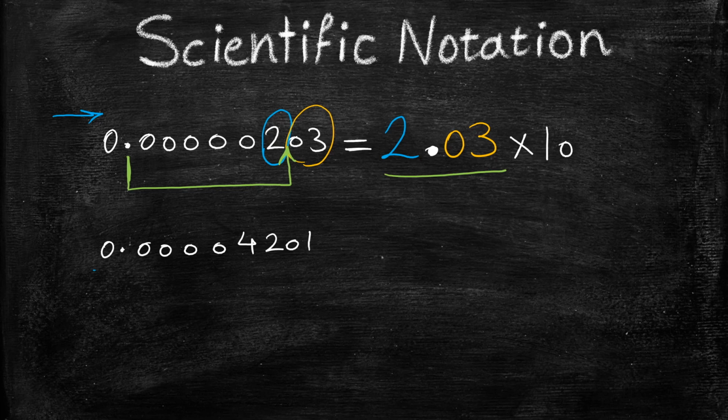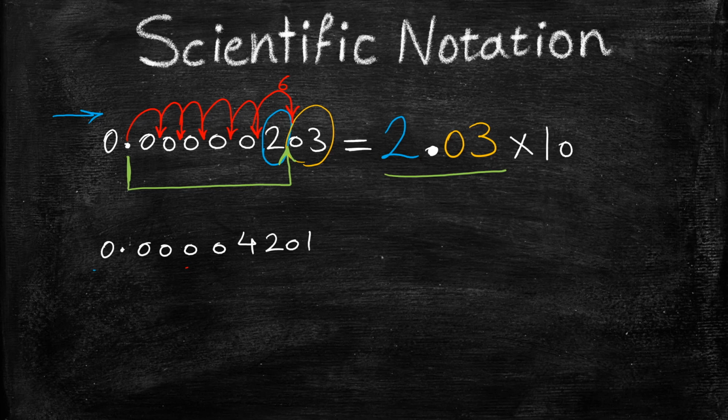So let's count how many positions the decimal point has moved. From here to here, that's 1, 2, 3, 4, 5, and 6. 6 positions. The decimal point has been moved to the right side for 6 positions. So our number now is larger, right? 2.03 is larger than the original representation of the number. So now we make it up in the power of 10.